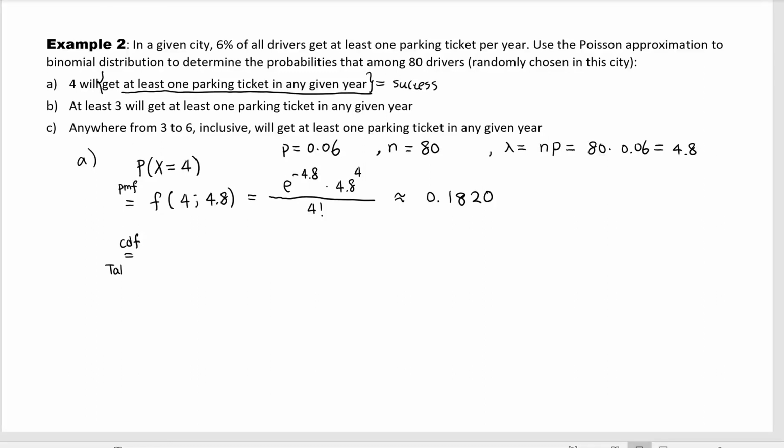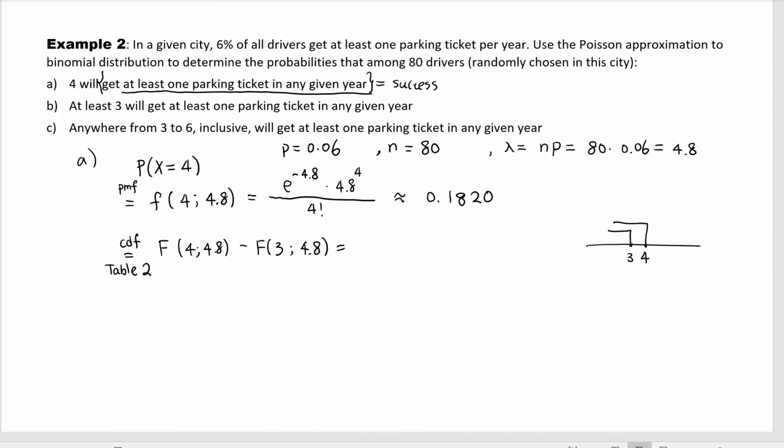Well, when we use CDF, that is table 2. Okay, so small f indicates PMF, capital F indicates CDF. So what is exactly 4? Exactly 4 is what? Less than equal to 4, subtract less than equal to 3. So that's F of 4, parameter is 4.8, minus F of 3, parameter 4.8. Okay, so what is that?